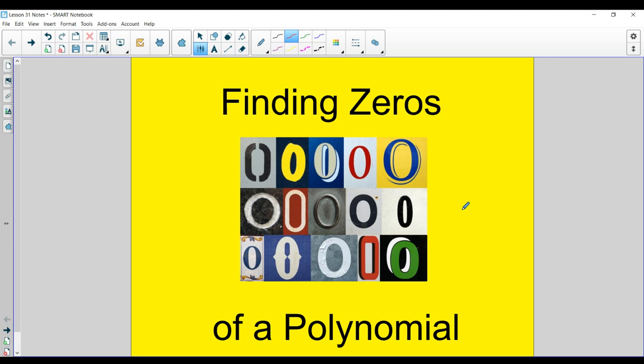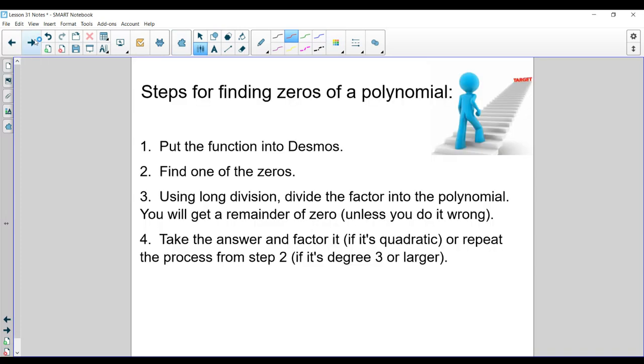Chapter 4, Lesson 31 is on finding zeros of a polynomial. When we go to find zeros of a polynomial, you'll get a polynomial, and what you're trying to find are the x-intercepts, essentially, which would be considered the zeros. The solutions, if you want to look at it like that.